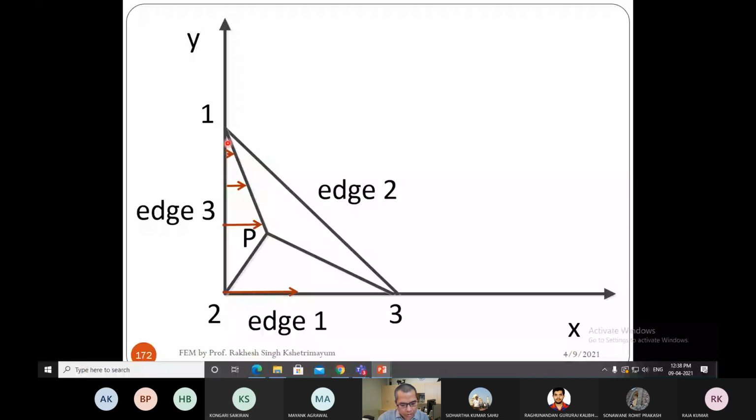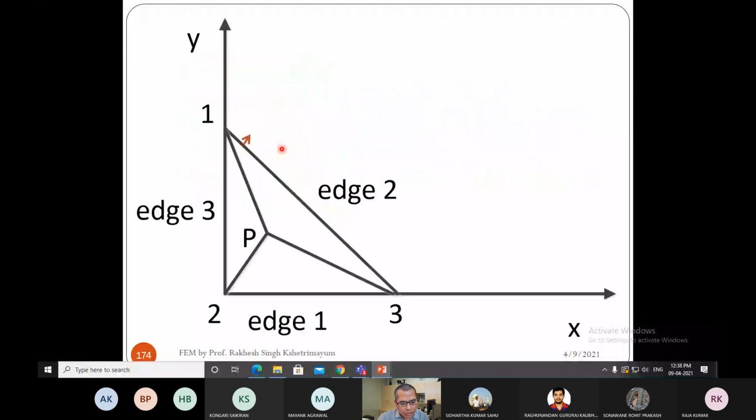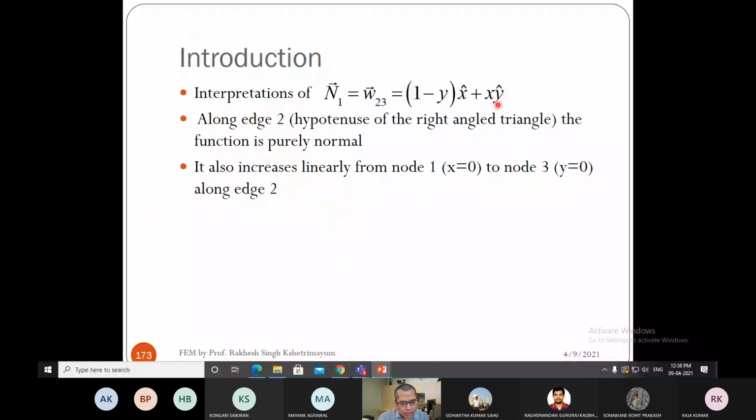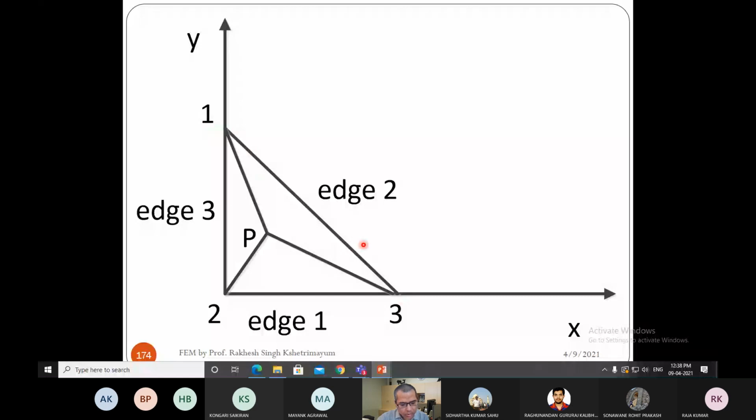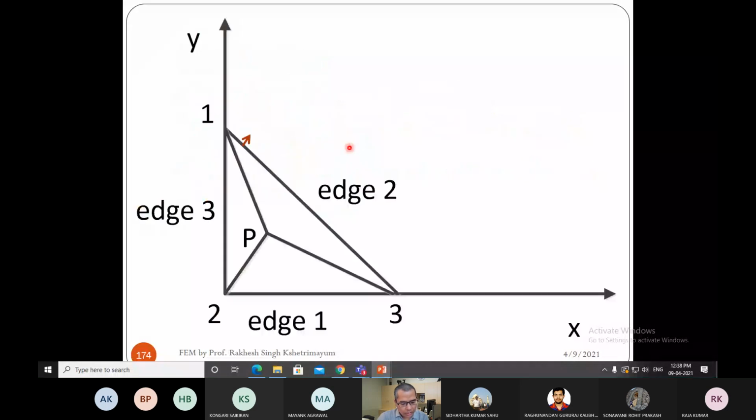This is the hypotenuse of the right angle triangle. The function is purely normal. So along the S2 also it is purely normal. Look, this is normal on the S2 and it also increases linearly from node 1 to node 3. Node 1 to node 3 it is linearly increasing. You can just plug in the values of x and y and find out, and it is normal to the S2 also, and it is linearly increasing like this. This is what is happening for N1.